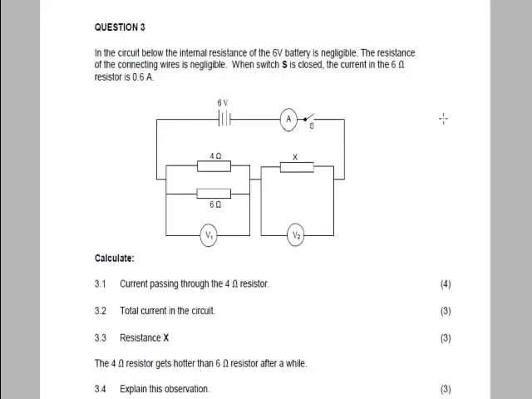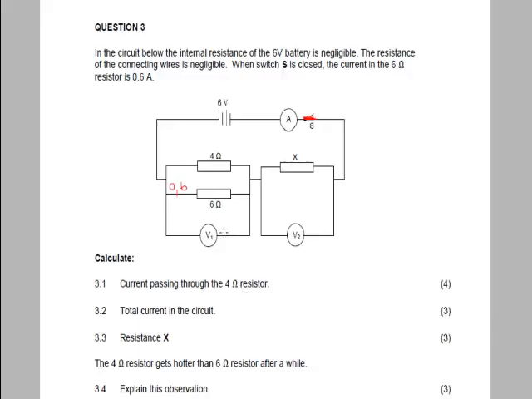We're going through the control test and doing revision. So it says question 3. In the circuit below, the internal resistance of the 6-volt battery is negligible. So that means we don't have to worry about internal resistance. The resistance of the connecting wires is also negligible. When switch S is closed, the current in the 6-ohm resistor is 0,6 amps. Now it says calculate the current passing through the 4-ohm resistor.